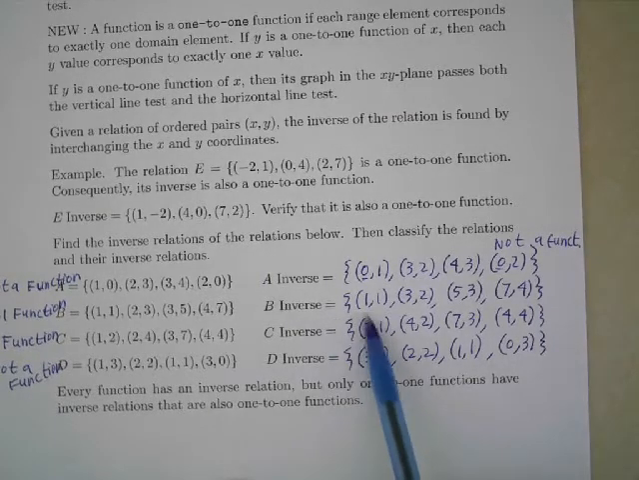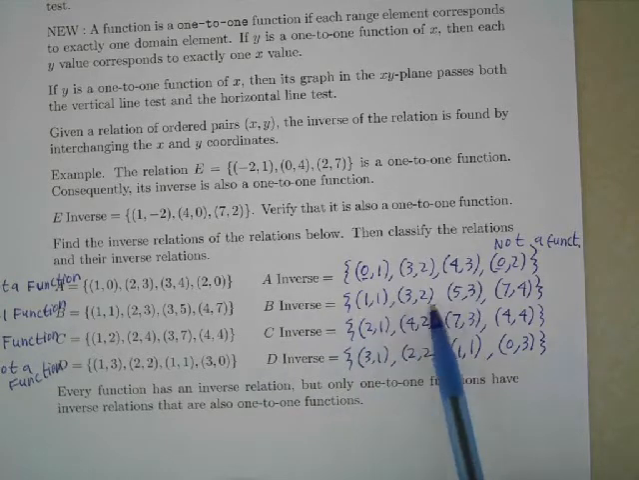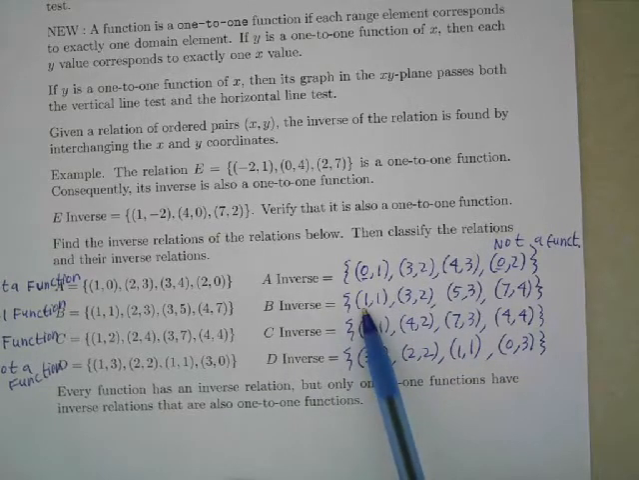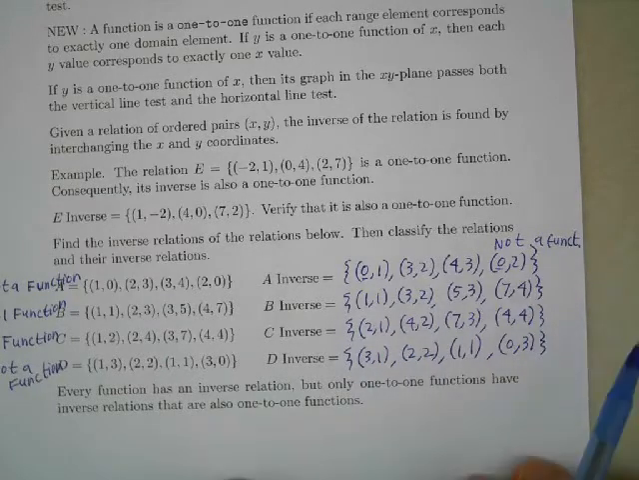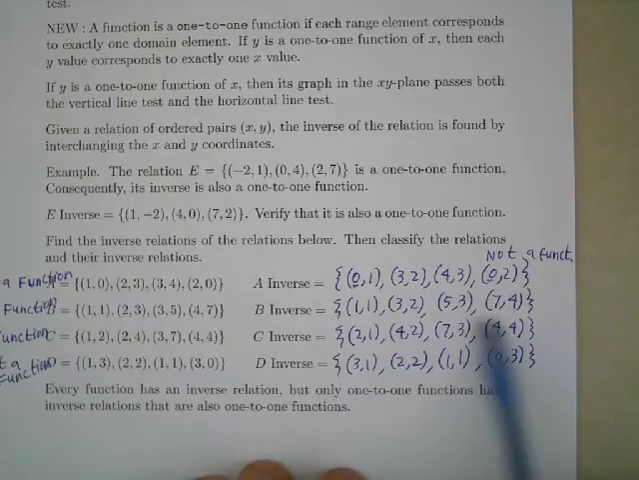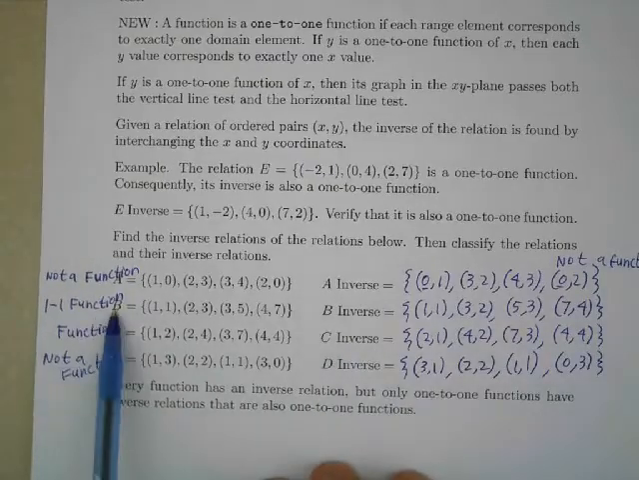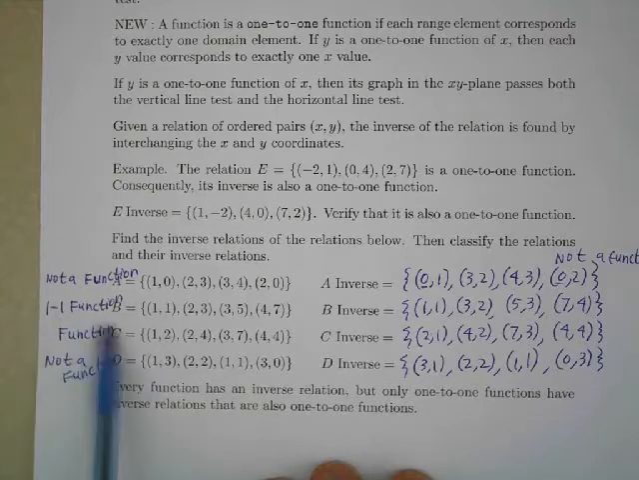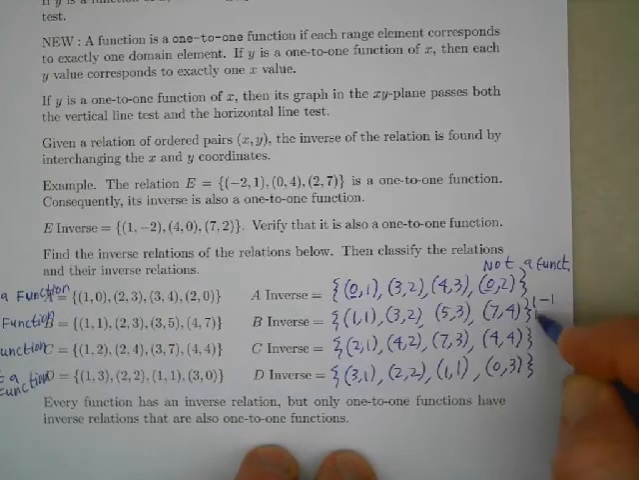B inverse, the domain elements 1, 3, 5, and 7 appear only once, so that is a function. Then check the range values 1, 2, 3, and 4. They also occur only once, so this is also a one-to-one function. However, we know that ahead of time because relation B is a one-to-one function, so we automatically know B inverse is also a one-to-one function.